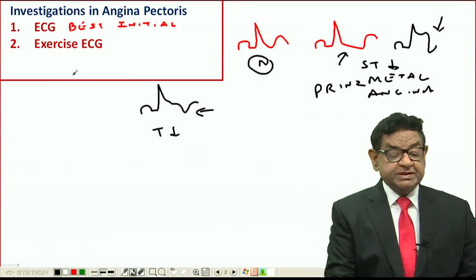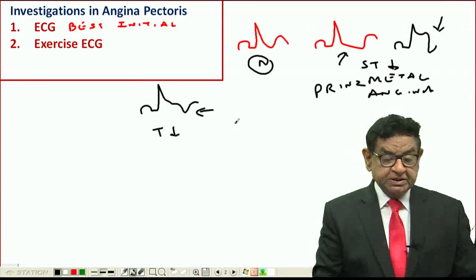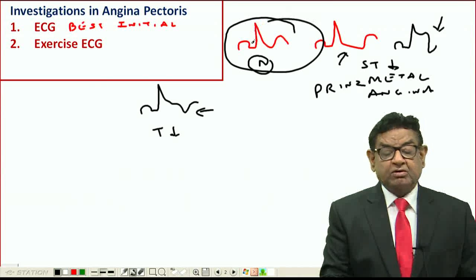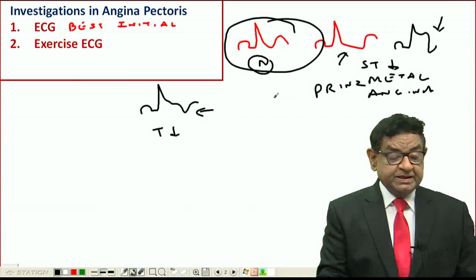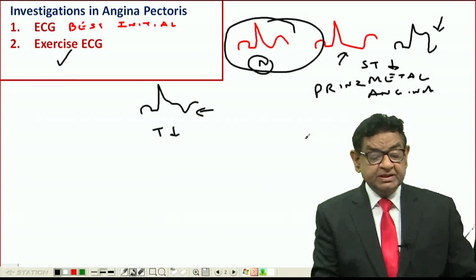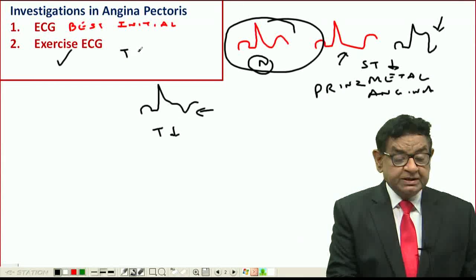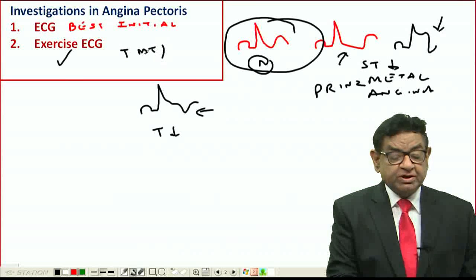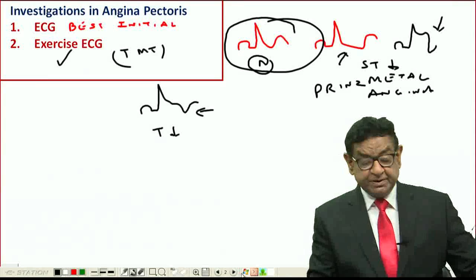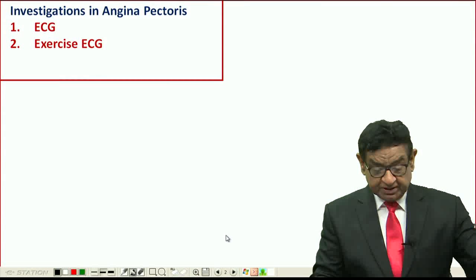So this ECG is the best initial test. Suppose ECG is normal. Then what next? Then you go for exercise ECG, also known as treadmill test. In short, we call it TMT. This is the next investigation.